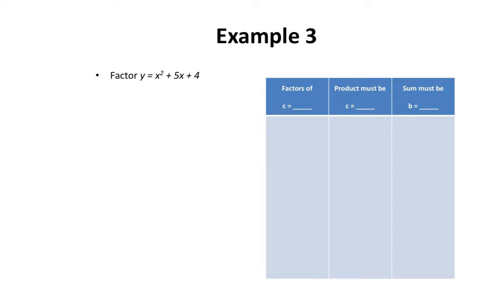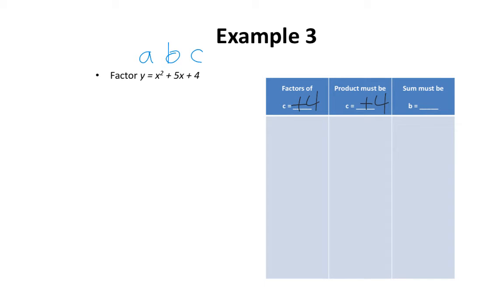In our third example, we want to factor a parabola in standard form. Let's begin by identifying our values of a, b, and c. A is the value in front of the x squared term. B is the value in front of the x term, and c is the very last value. So let's take a look at our chart to the right. Our value of c is positive 4.